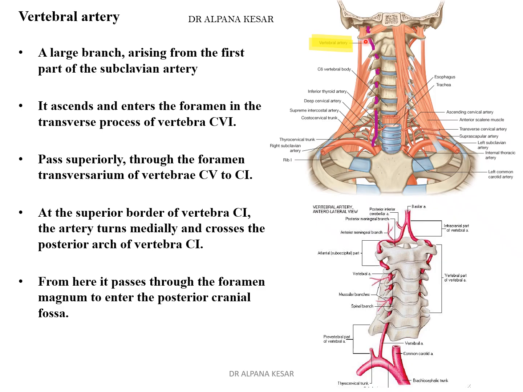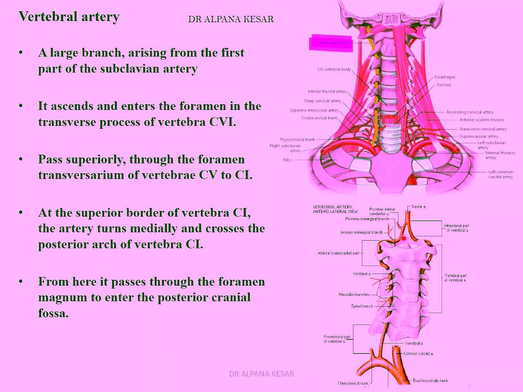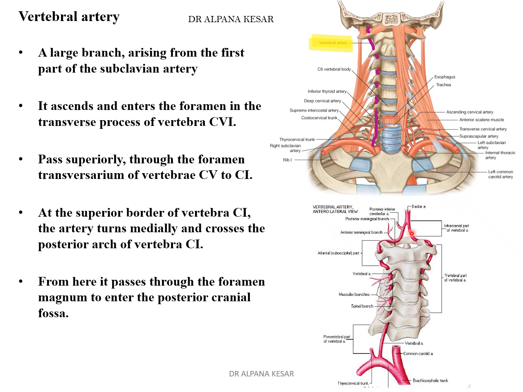On reaching the superior part of the first cervical vertebra, the artery turns medially and lies on the superior surface of the posterior arch of the first cervical vertebra. Thereafter it passes upwards to pass through the foramen magnum and enters the cranial cavity. In the cranial cavity, the vertebral artery of the right and the left side join to form the basilar artery.